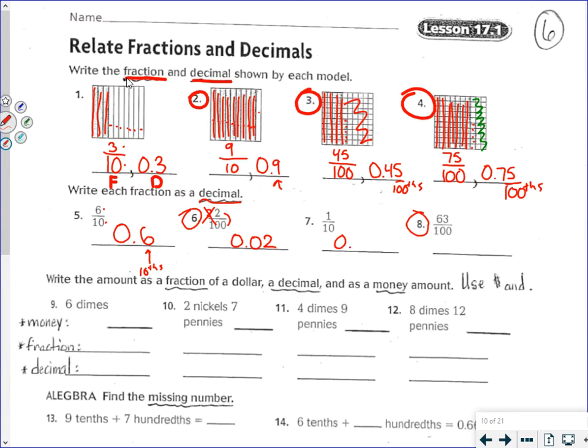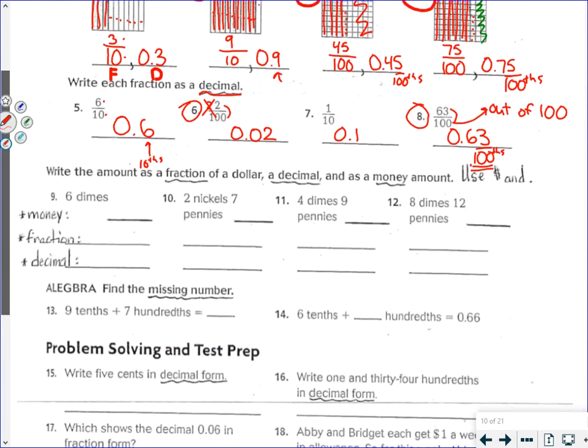We have 1/10. This one we have 63/100ths, so 0 point, and then 63 hundredths. Ends in the hundredths column. The denominator here tells me that it is out of 100. So that gives us what place value we ended.